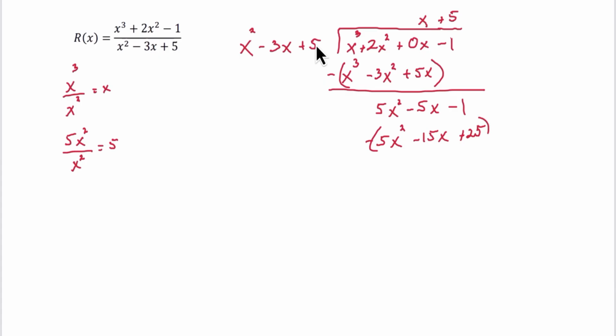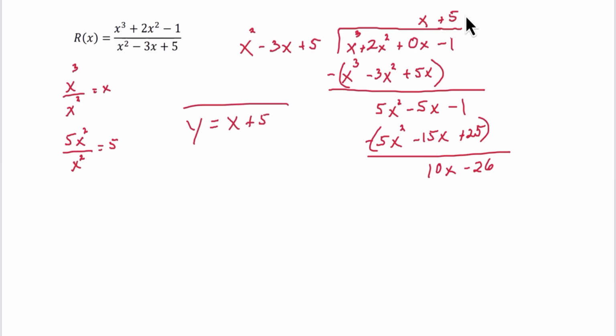Then we subtract. 5x squared minus 5x squared is 0. Negative 5x minus negative 15, that's really plus 15, will give us 10x. And then negative 1 minus 25 is negative 26. We then completely ignore the remainder. It means nothing to us in this case. So looking at the quotient up here, again, we just need to throw y equals in front of it, and we have the equation of our slant, aka oblique asymptote.